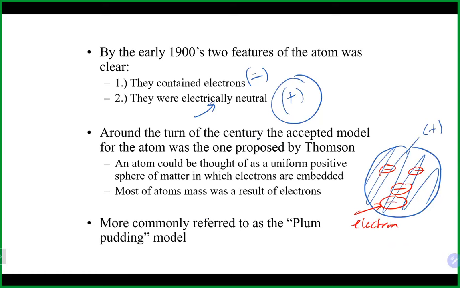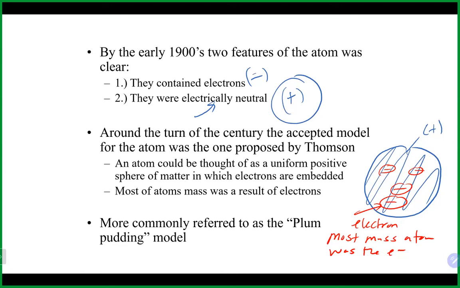And the plum pudding is the English dessert of pudding and raisins. So like the pudding kind of spread out, it's all the positive charge, and electrons embedded inside like the raisins. And the other major part of this model of the atom was that he felt that most of the mass of the atom was the electrons. So Thomson's early model, the plum pudding model, which you do need to know, is a sphere of positive charge where we have electrons embedded inside, and electrons make up most of the mass of the atom.